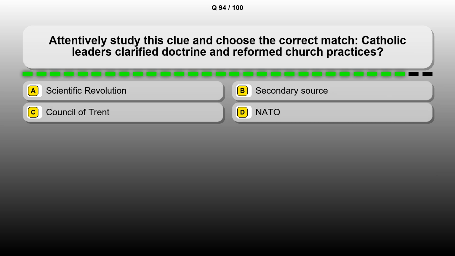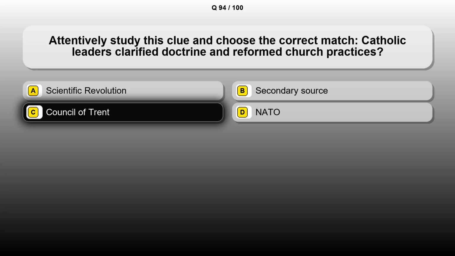Question 94. Attentively study this clue and choose the correct match. Catholic leaders clarified doctrine and reformed church practices. Option A, Scientific Revolution. Option B, Secondary Source. Option C, Council of Trent. Option D, NATO.